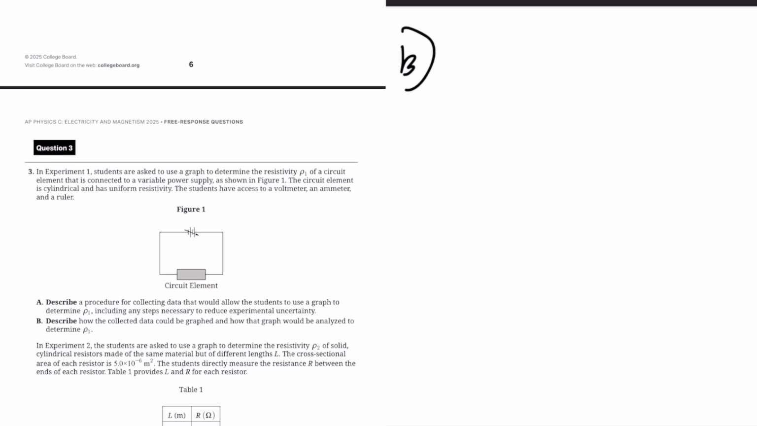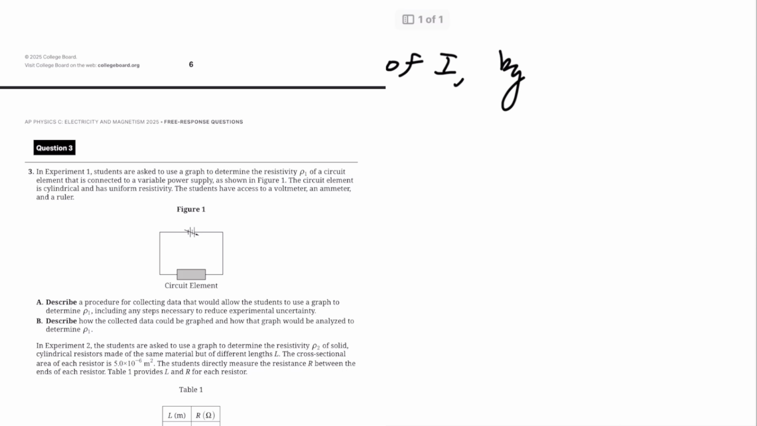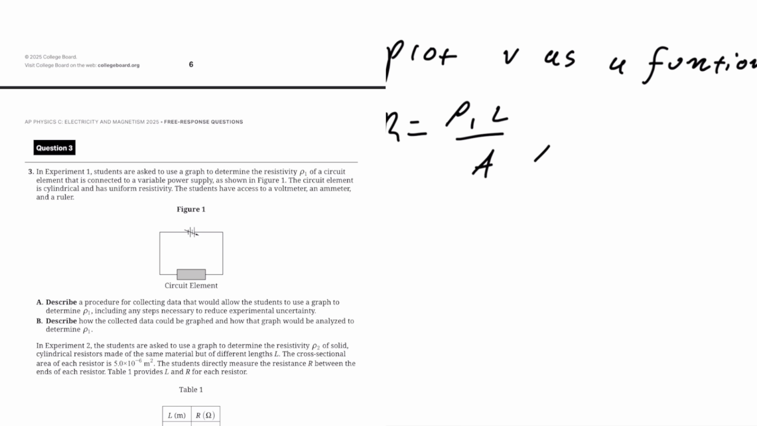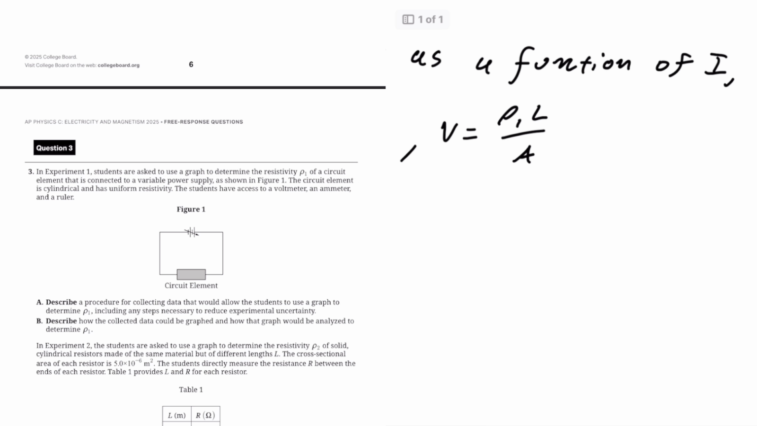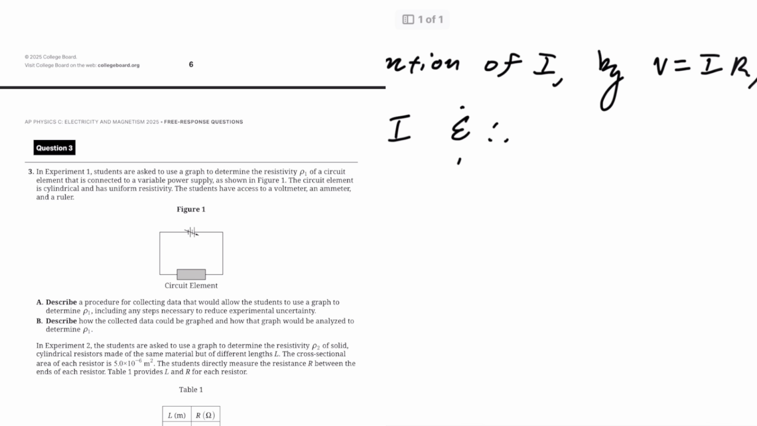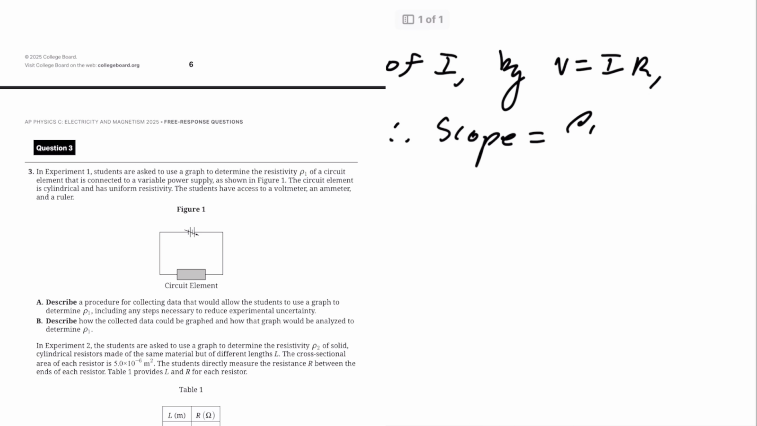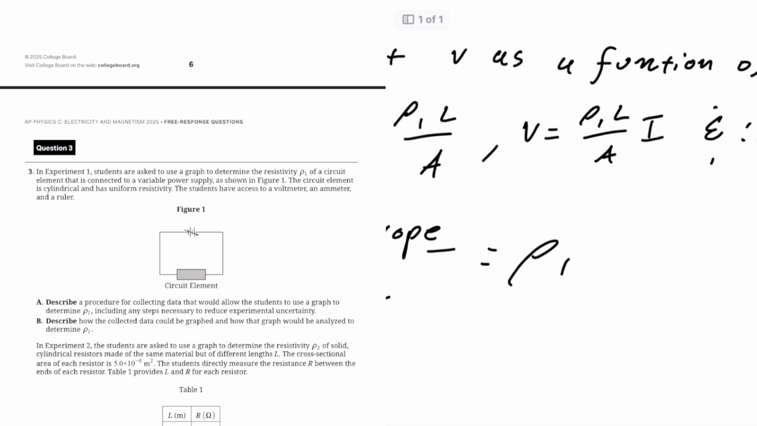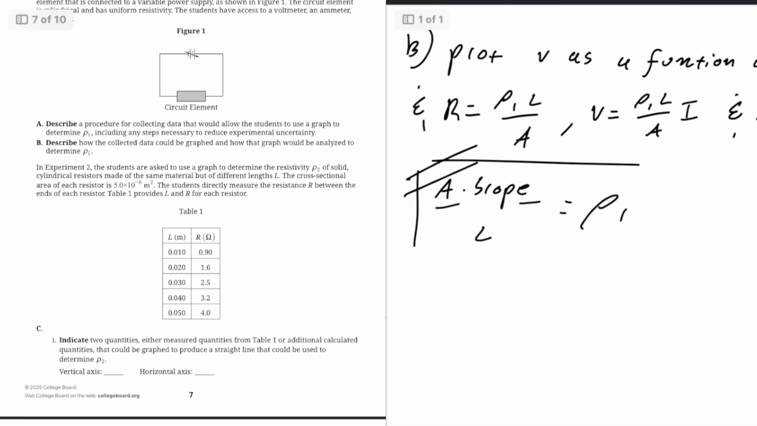Part B. Describe how the data collected. Okay, so this is what I'm going to do. I'm going to say plot V as a function of I. By V equals IR and R equals rho times L divided by A, that's on your equation sheet, V is equal to rho times L divided by A times I, and therefore slope equals rho times L divided by A, and therefore A times slope divided by length is equal to rho. Bang. Done.